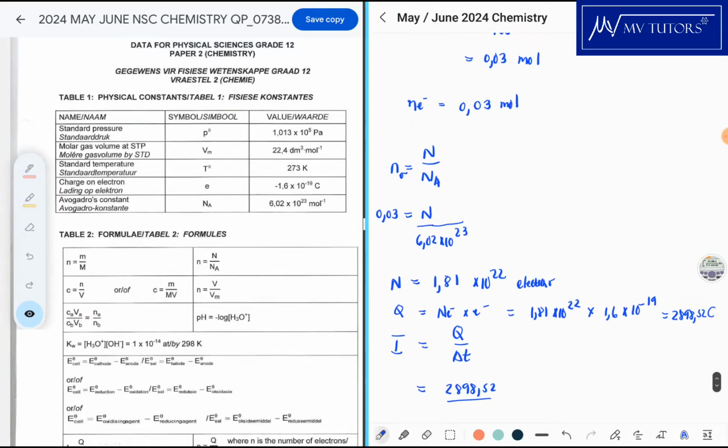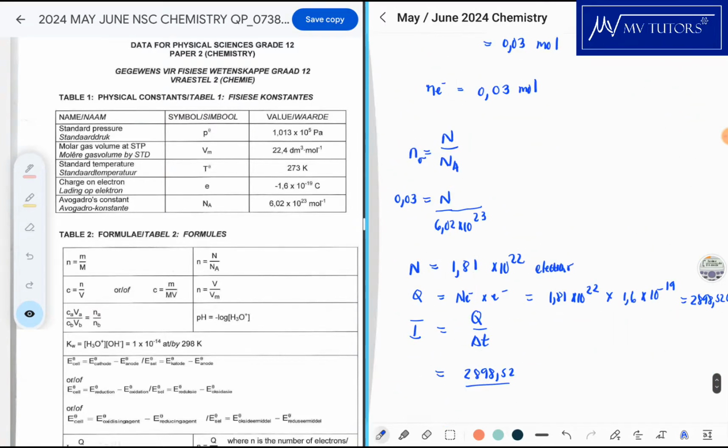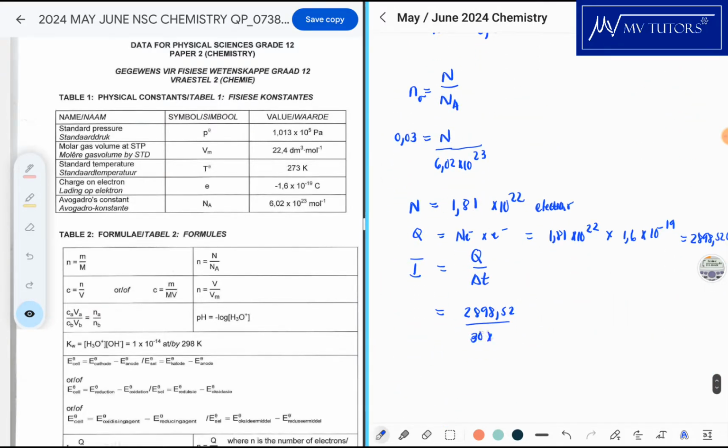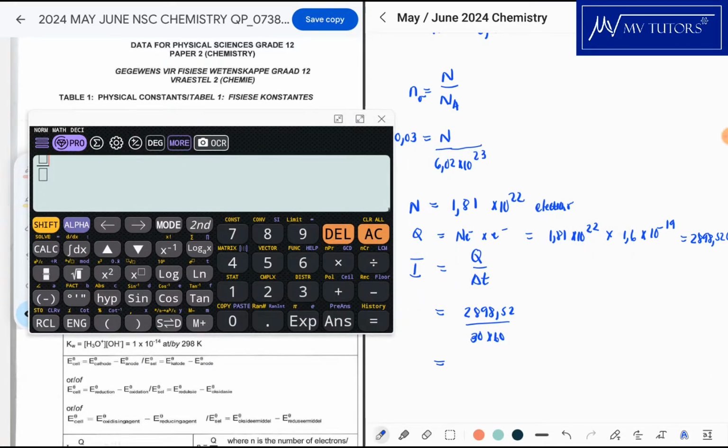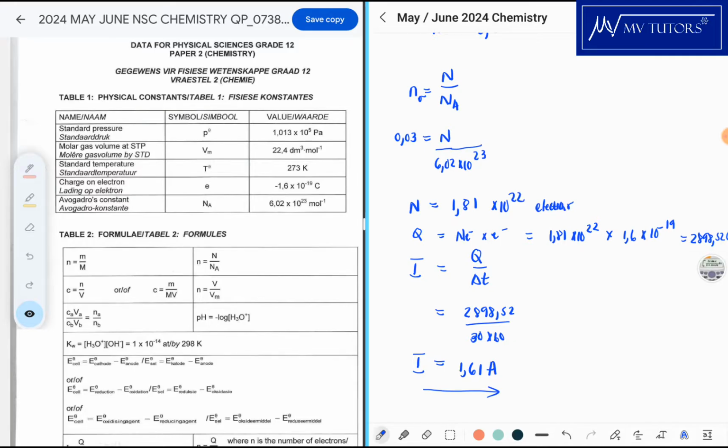The time we said is 30 times 60. Yeah, what an ending to this paper. Snoring and rushing, but you get it, right? So yes, here we go. We have 1,61 amperes. That is the current. We are done with the paper.